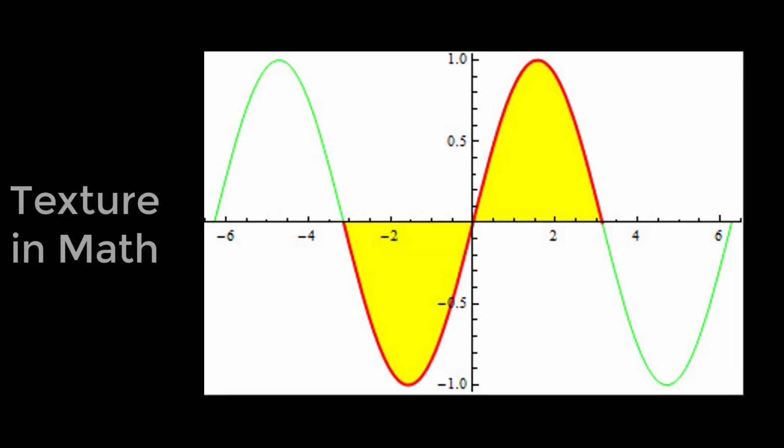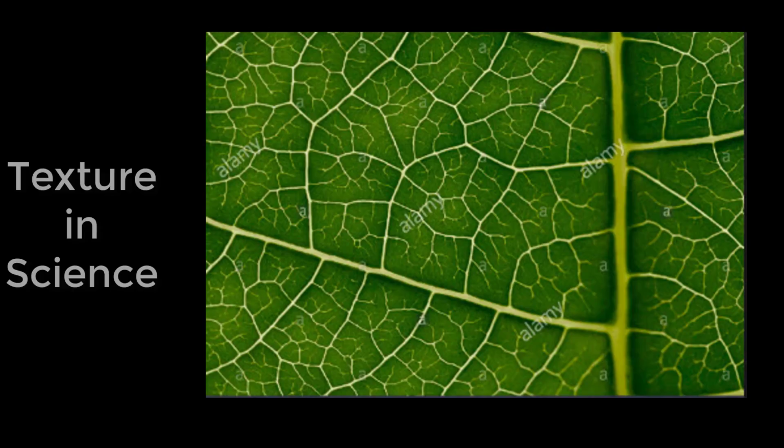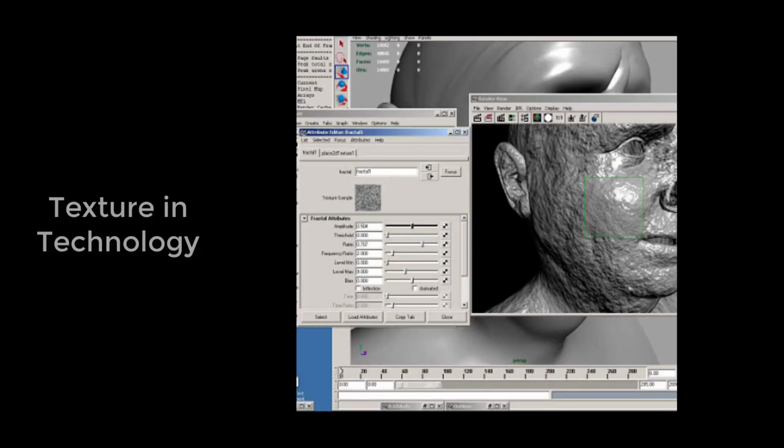Texture in math can be graphically represented. In science, texture can be an important physical property necessary for identification and classification. Many computer games are dependent on the application of textures to shapes or polygons.